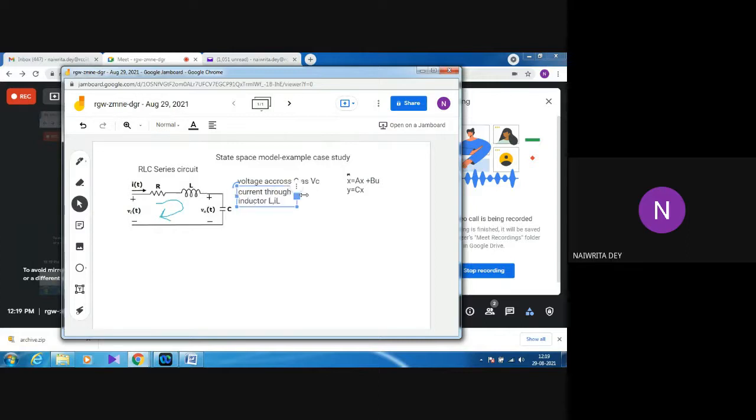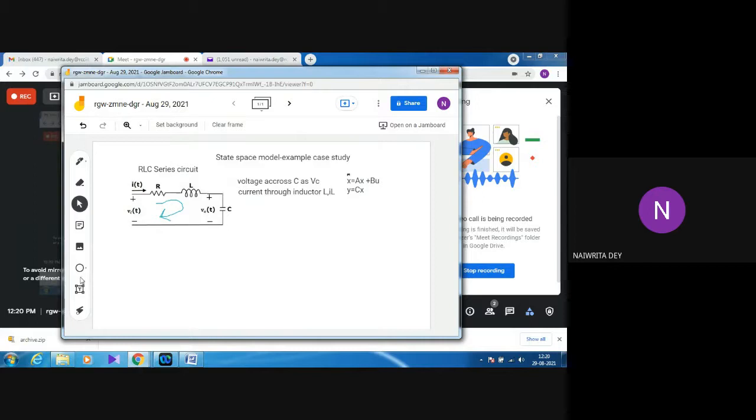Okay, so now we need to understand, because this is a series circuit, it is very evident that the same amount of current will flow through R, L and C, I mean through this whole loop. So IT is equal to IL. So these are two state variables. Now we will try to write down the dynamic equation for the system.